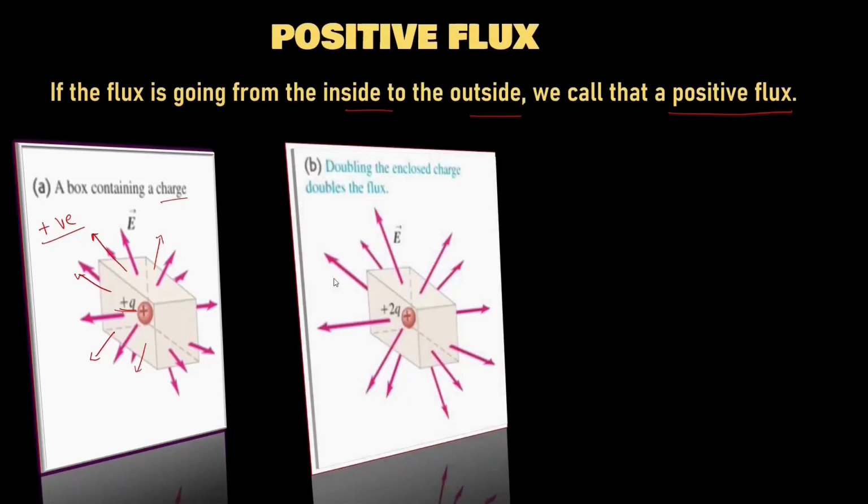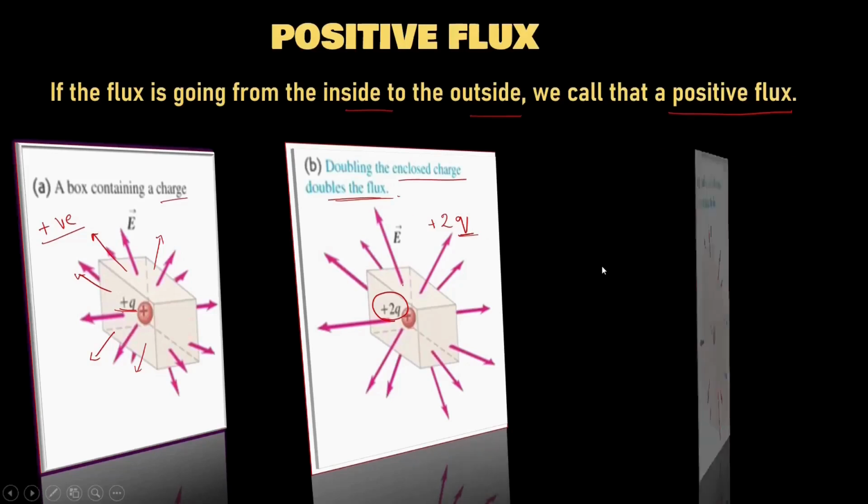Now let us depict the second figure. If we double the enclosed charge, it doubles the flux. That means if in the same container we double the amount of the charge, so that we now have twice the previous charge, more of the field lines will be crossing the given area. So we will say that the flux has doubled itself. It has become twice of the previous case. That is, the magnitude of the flux depends on the amount of charge enclosed. And for a positive flux, positive charge must be enclosed in a container. Then the flux which is pointing from inside to outside will be called a positive flux.